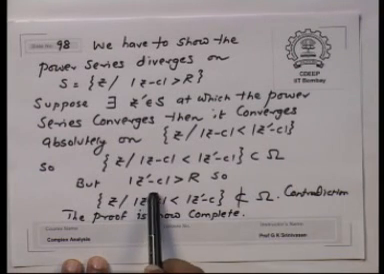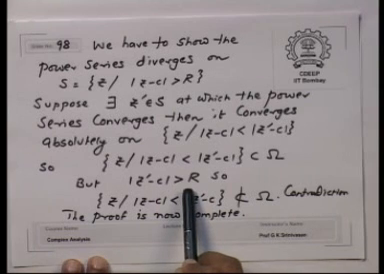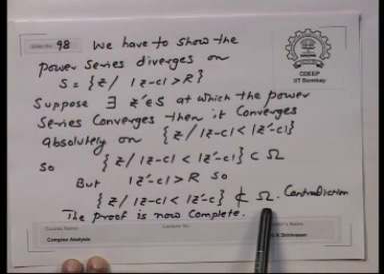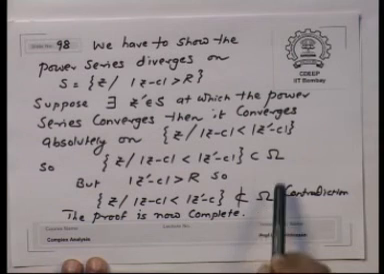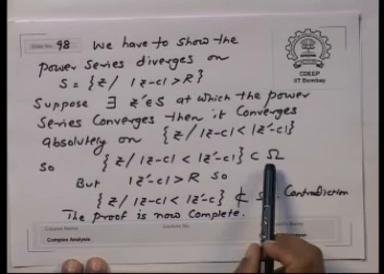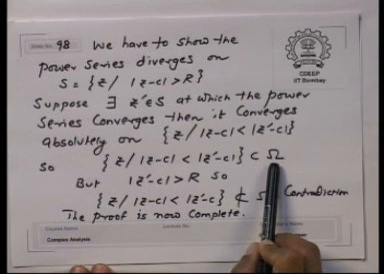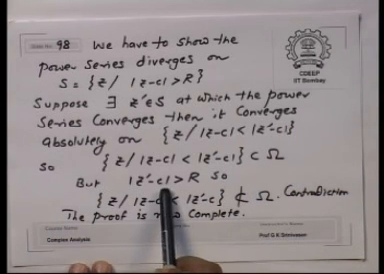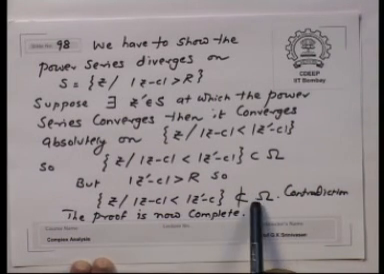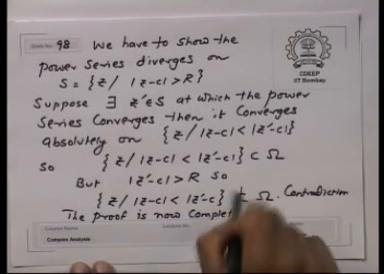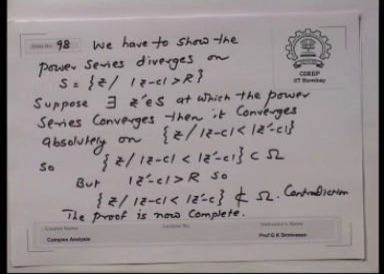But then |z' - c| is bigger than R, correct. So, this cannot be contained in omega because omega is the union of all disks, right. What is the radius of omega? R, correct. And this number is bigger than R. So, this disk cannot be contained in omega, contradiction, finished, the proof is complete, correct. Is it clear? The argument is clear.